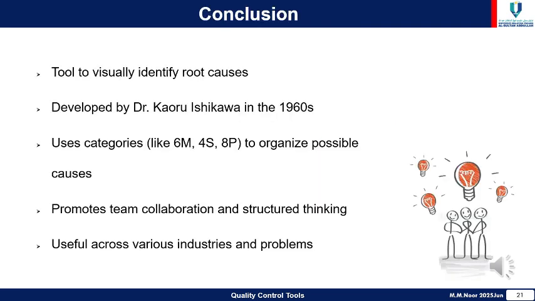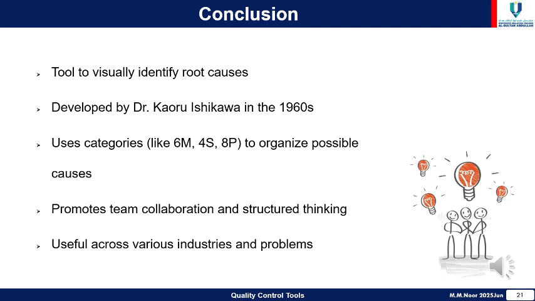So for the conclusion, the Ishikawa diagram is more than just a chart. It is a tool that helps us get to the real source of a problem, not just the surface symptoms. It gives us a structured way of thinking. So instead of guessing, we explore all possible causes under categories like people, process, and environment. That is why it is widely used in Six Sigma projects, especially during the analyze phase to support data-driven problem solving.